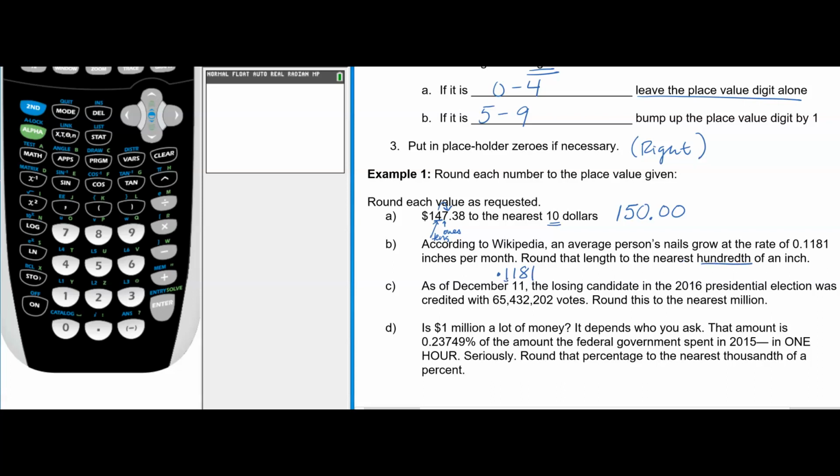So we start with the tens place, then the hundredths place. So the hundredths place is going to be that second one. We look to the number to the right because it's 5 or more. It means to bump that 1 up to a 2. So I'm going to write 0.12.